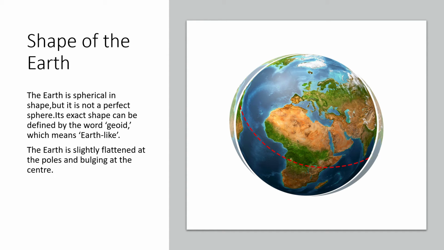Shape of the earth. The earth is spherical in shape, but it's not a perfect sphere. Its exact shape can be defined by the word geoid, which means earth-like. The earth is slightly flattened at the poles and bulging at the center.